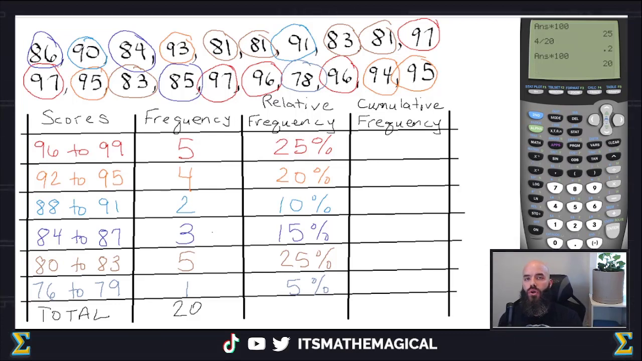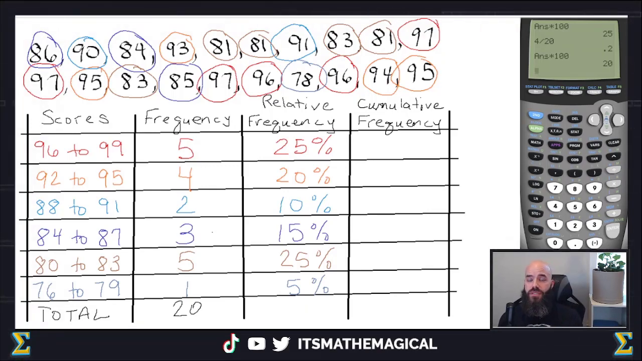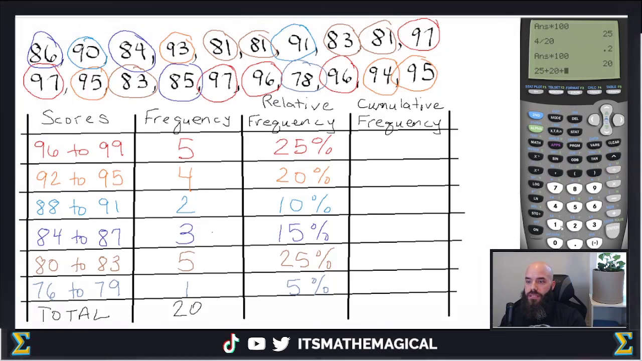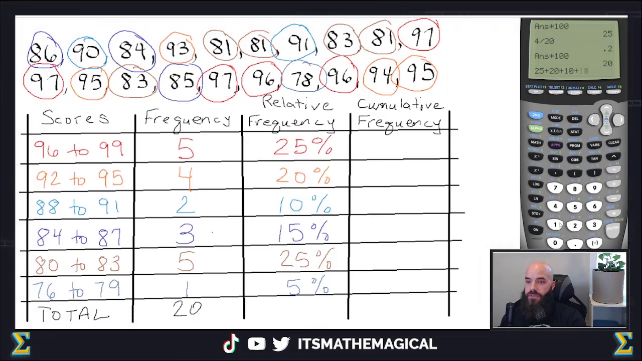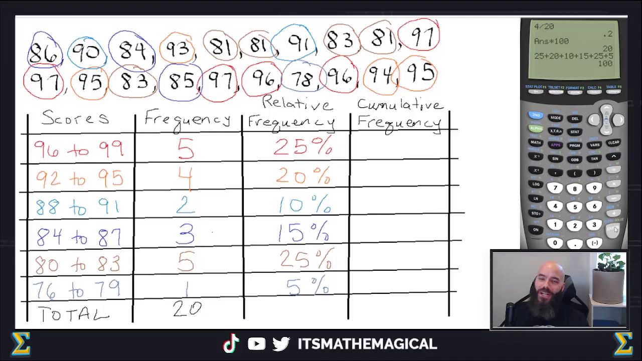Okay, and so remember earlier with the frequency, we wanted all of our frequencies to add up to give the total number of data points in this data set, which it did. We had 20. For relative frequency, if we add up these relative frequencies as percentages, we need the sum to be 100%. So if we add up each of these, we have 25 plus 20 plus 10 plus 15 plus 25 plus 5. Woo! 100%. We're good.